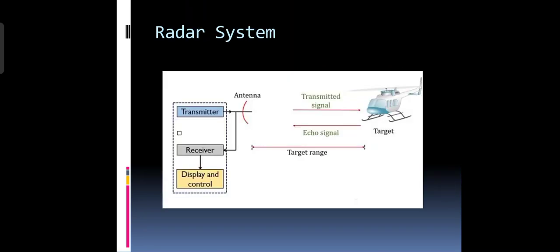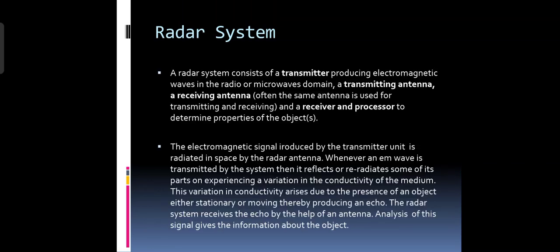Now, this is the block diagram of a radar system. We have a transmitter, a receiver, a display control system, and an antenna which works both as a transmitter and a receiver of the signals. A radar system consists of a transmitter producing electromagnetic waves in the radio or microwave domain, a transmitting antenna, a receiving antenna. Often the same antenna is used for transmitting and receiving, and a receiver and a processor to determine the properties of the objects.